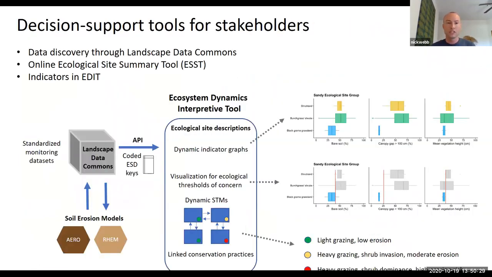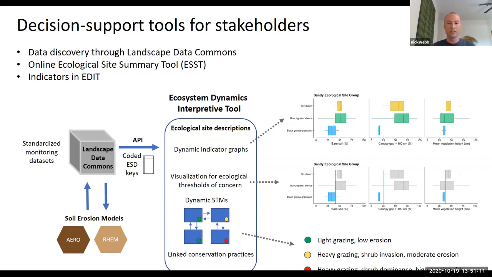So I'll finish up by looking at bringing all of this together. We're trying to develop some different decision support tools for our stakeholders. One of these is an online data portal for the Landscape Data Commons, which will enable users to interact with the different monitoring data sets at different levels, including providing analysis tools like an ecological site summary tool that enables users to summarize indicators at different scales, including ecological site scale. We currently have a project with NRCS looking at how we can incorporate these different indicators and model estimates into ecological site descriptions in EDIT.